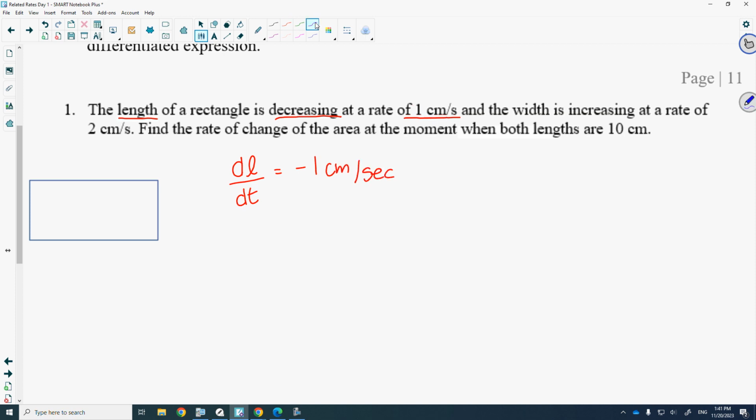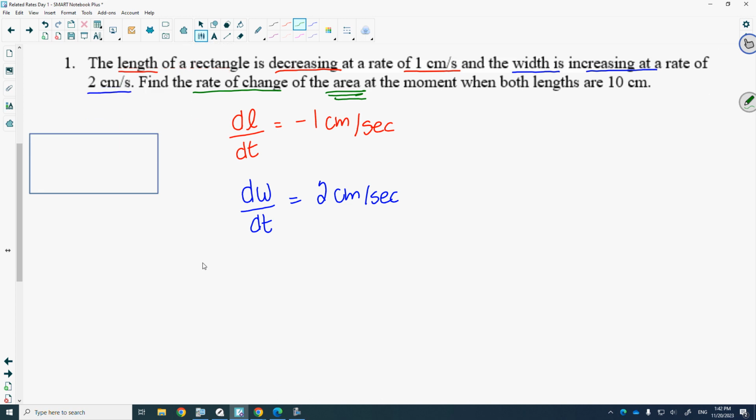Then what it says is the width of the rectangle is increasing at a rate of 2 centimeters per second. So the rate at which the width of the rectangle is increasing with respect to time, that would be dW/dt. Because it's increasing, I would say +2 centimeters per second. What they are asking for is the rate of change of the area of the rectangle. So they're asking for the rate at which the area is changing with respect to time. This is what we're going to be looking for.